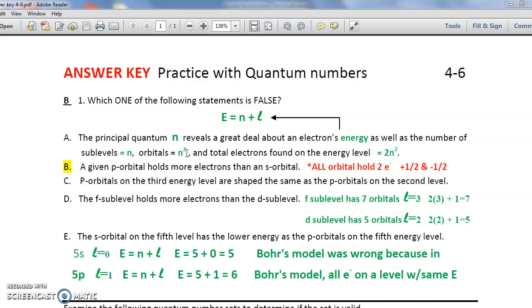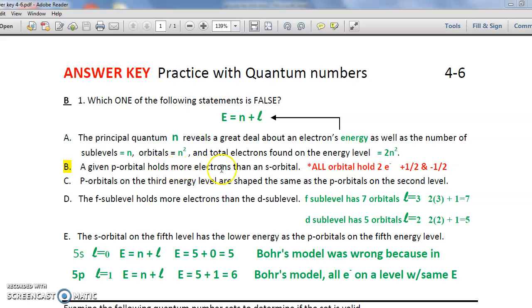Each orbital holds 2 electrons. So 4 orbitals on the second level would mean the second level has the capability of holding 8 electrons. We know it does. Second level holds 8. Now we know why. There are 4 orbitals. The total electrons on the energy level? Well, if we know the orbitals, and each orbital holds 2, if we take 2n squared, we know how many electrons that level could potentially have on it.